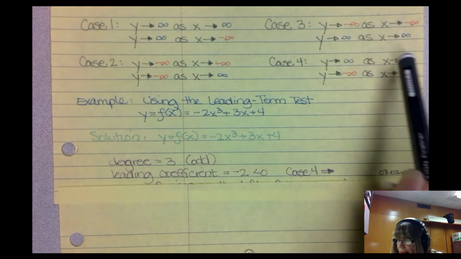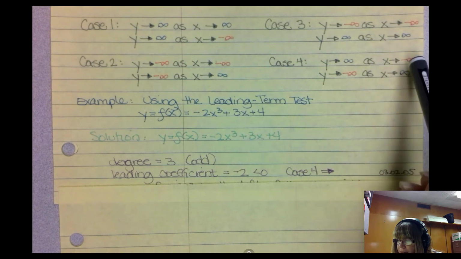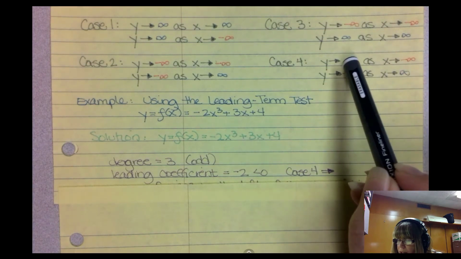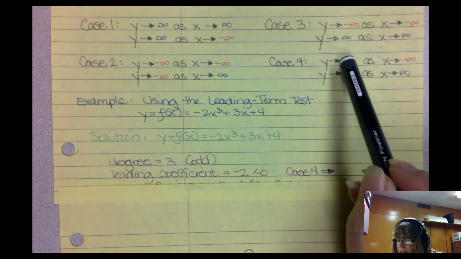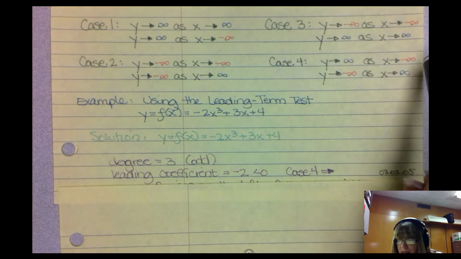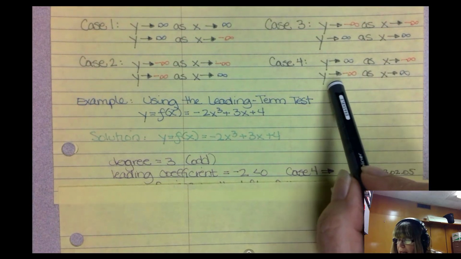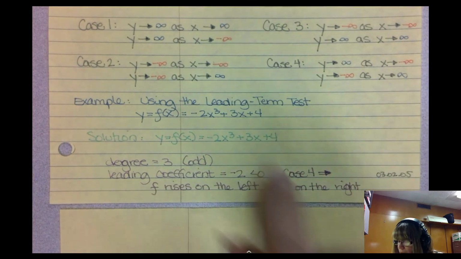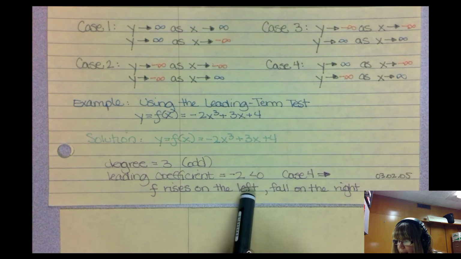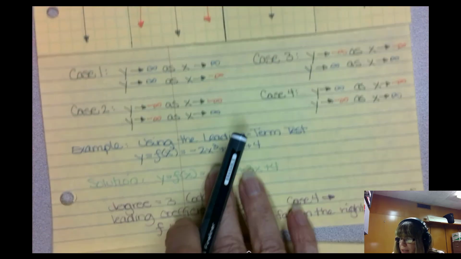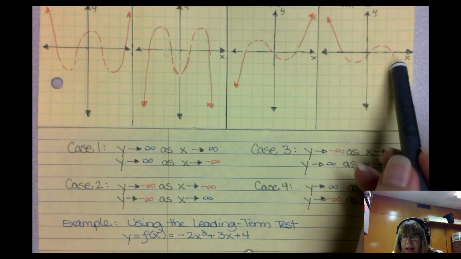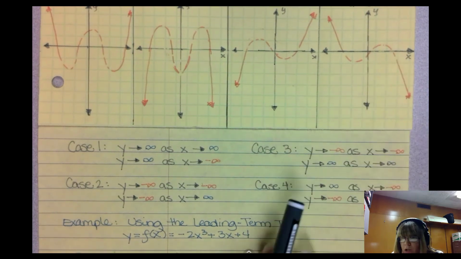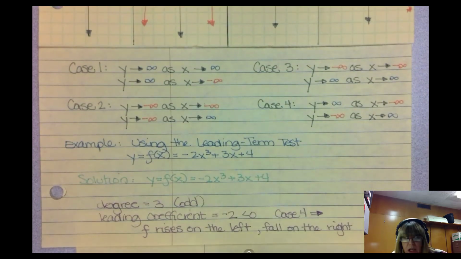So as our x approaches negative infinity, our y goes off to infinity. Or y approaches infinity as x goes to negative infinity. And y goes to negative infinity as x goes to positive infinity. So it rises on the left and falls on the right. So knowing that behavior, we can start sketching part of our graph just by knowing its end behavior.